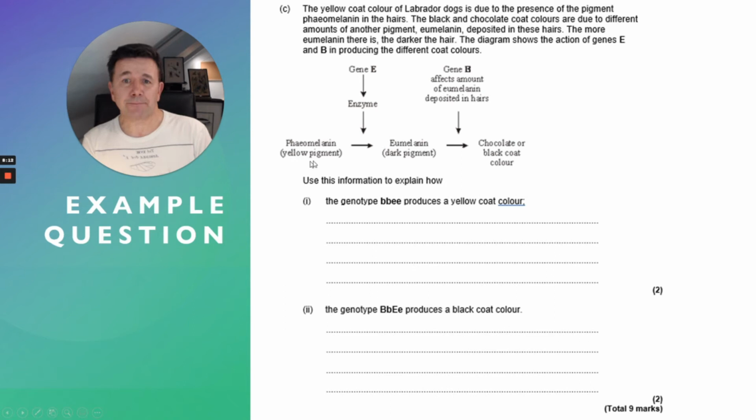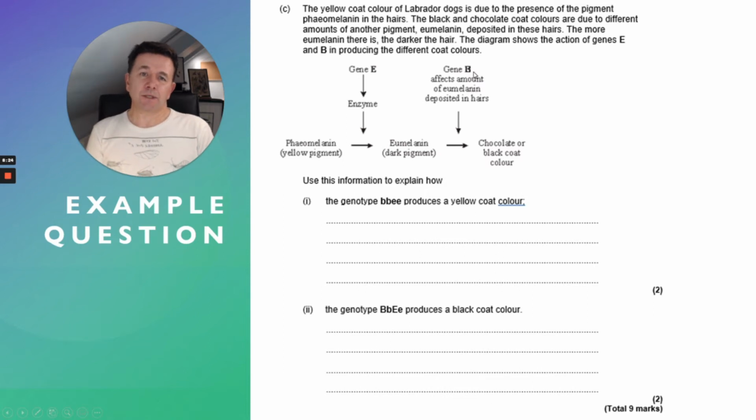So you've got the yellow pigment, you've got gene E, which is a functional enzyme, so it's a dominant E, producing more dark pigment, eumelanin, and then a second gene B, which affects the amount of eumelanin deposited, so if it's dominant then it will be chocolate or black. And it says use this information to explain how the homozygous recessive genotype produces a yellow coat colour.